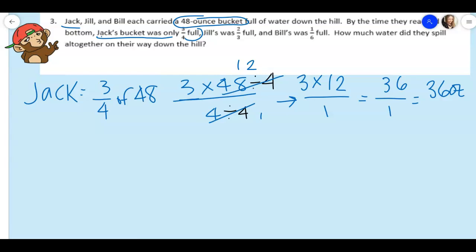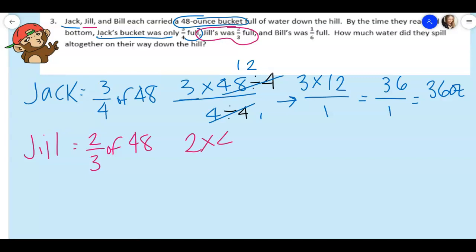Now let's look at Jill. Jill got to the bottom with 2/3 of a full bucket. So for Jill, I need to figure out what is 2/3 of 48. So 2 times 48 over 3. Look for cross-canceling opportunities. 3 does go into 48. You might not have noticed that, but it does.